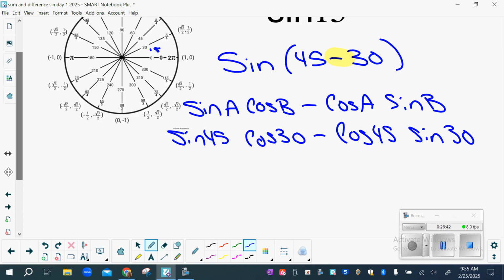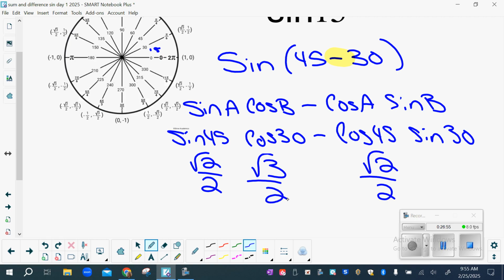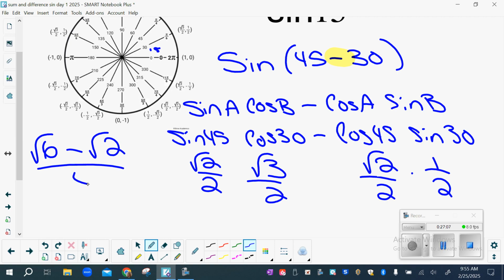So here we go. Let's put these on here. And this is root 2 over 2. That looks good. Cosine 30, I think that is root 3 over 2. And I think this guy is 1/2. Does that look good? So it looks like it's going to be root 6 minus root 2 over 4.